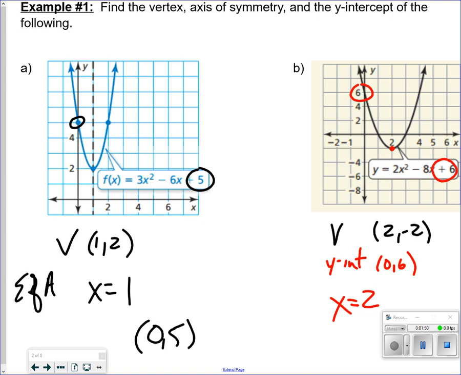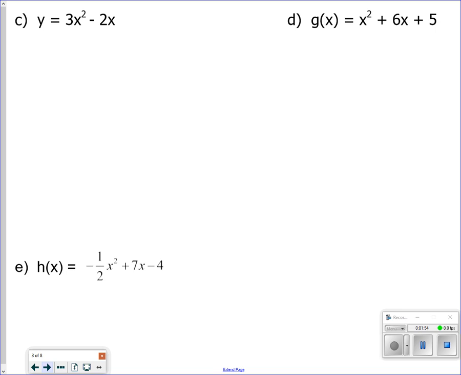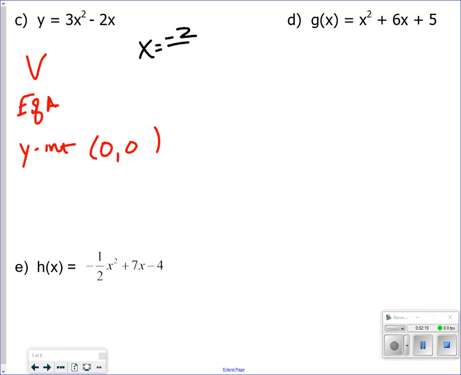Now it's not so easy on the next one because they're not going to give me a picture anymore and they want you to find those questions. So I'm going to write them down. Vertex, axis of symmetry, so the equation of the axis of symmetry, and the y-intercept. Let's start with the y-intercept because that's actually the easiest one. It's always 0 and then the c value. And since there is no c value, then it's 0, 0. So the y-intercept is at 0, 0. The formula that you need, x equals negative b over 2a.